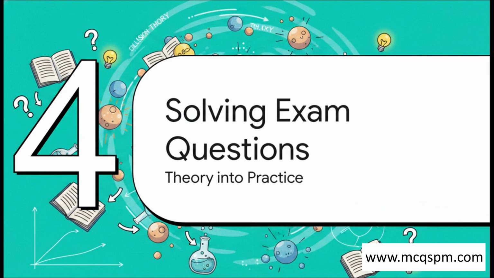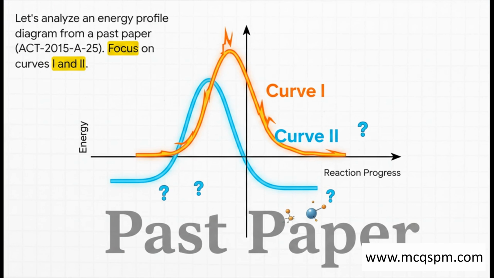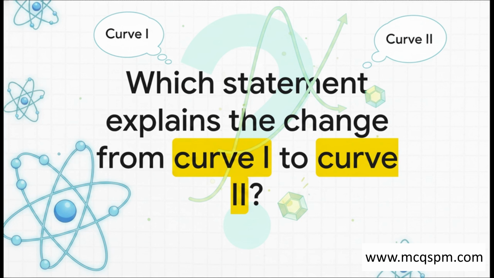Okay, enough theory. Let's get real and see how all this plays out in an actual SPM exam question. This is where the knowledge becomes power. So here we have a classic diagram from a past paper. You can see two energy curves, labeled 1 and 2, showing two different ways the same reaction can happen. And the question asks, what change caused the reaction to go from the path with the high peak in curve 1 to the one with the much lower peak in curve 2? Just take a second and think. Based on what we just talked about, what lowers that energy peak?